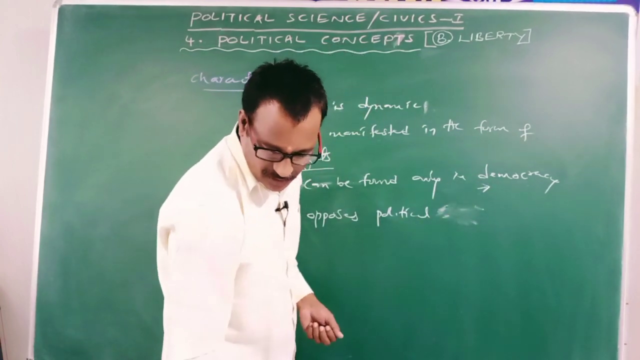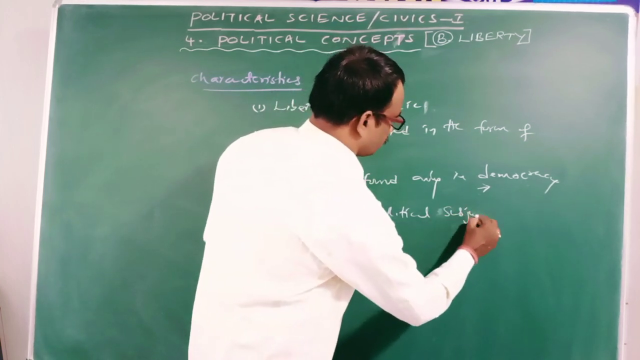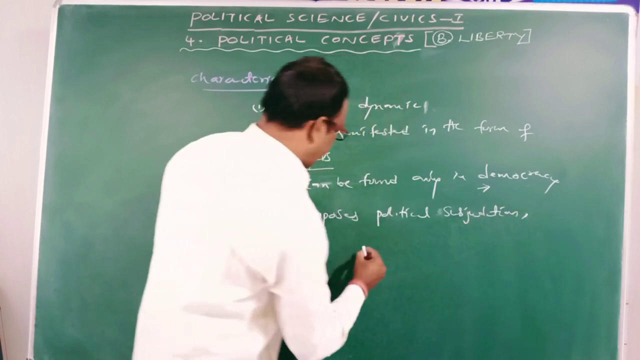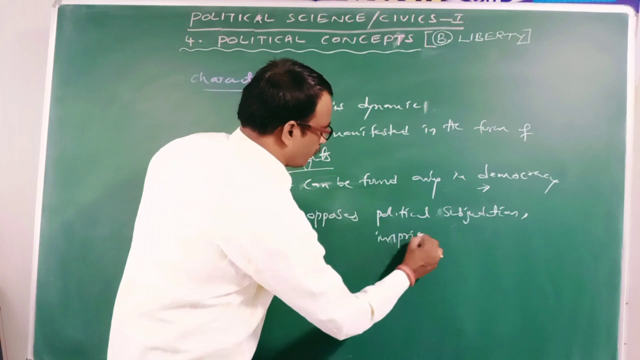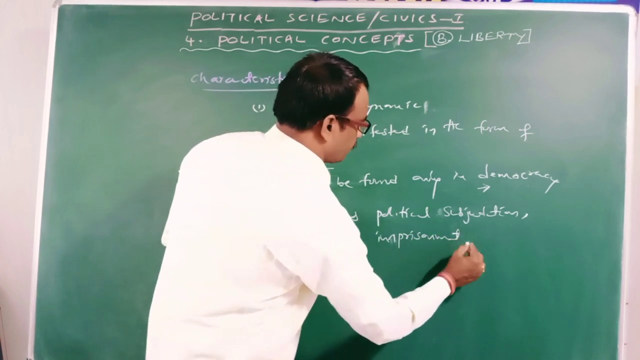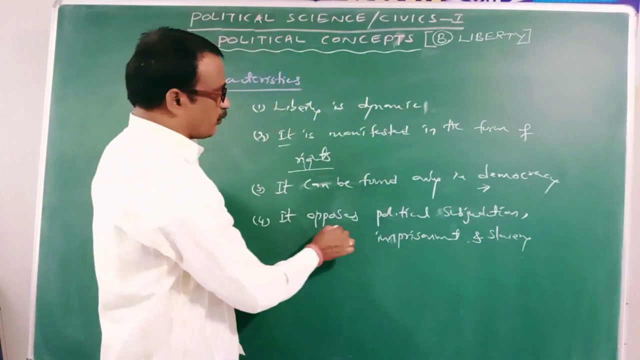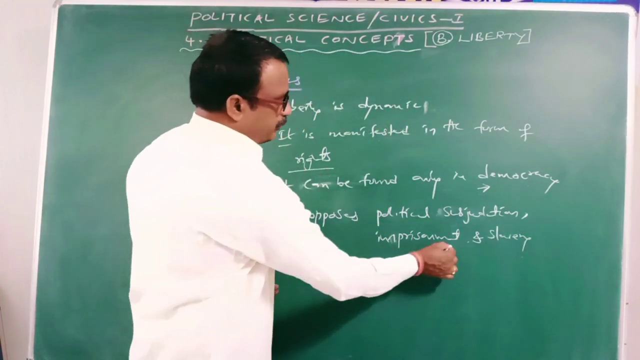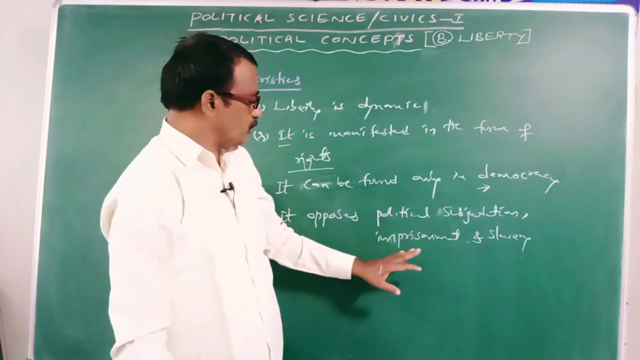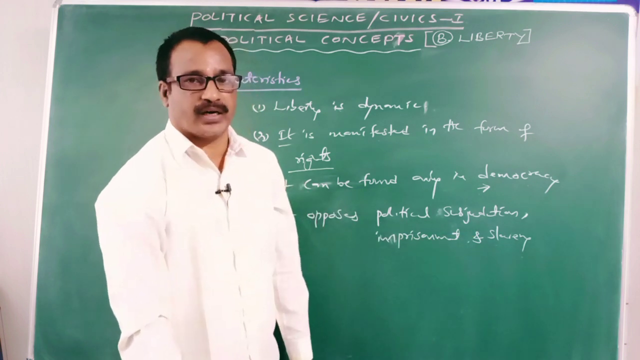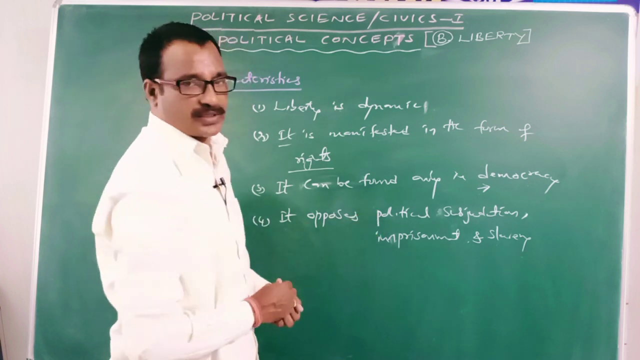Political subjugation, imprisonment and slavery. Yes, now it opposes political subjugation, imprisonment and slavery. If we are under political control, imprisonment and slavery, we cannot enjoy liberty. Hence, liberty opposes these things.